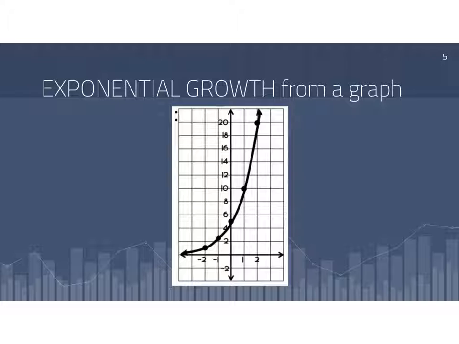Now exponential growth from a graph is going to go up, and we know the initial value is where it crosses the y-axis, so a here is going to equal 5. And if I'm looking at my points, to get from one to the next, I have to multiply by 2. So b is going to equal 2. So y equals 5 times 2 to the x power.